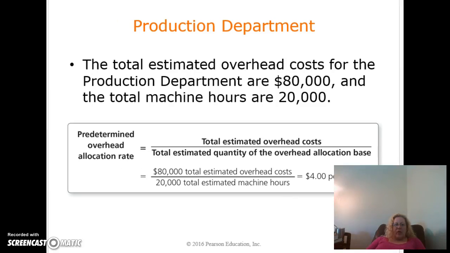The total estimated overhead cost for the production department is $80,000. The department's total quantity of the allocation base, machine hours, is estimated at 20,000 hours. The predetermined overhead rate is $4, which is $80,000 divided by 20,000 hours. The manufacturing overhead costs for the production department can now be allocated to each model based on usage.